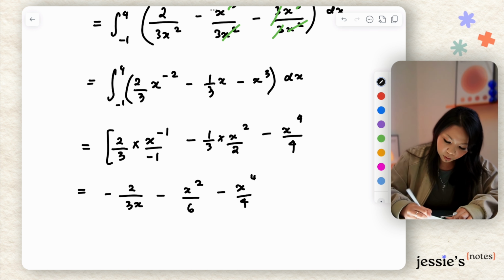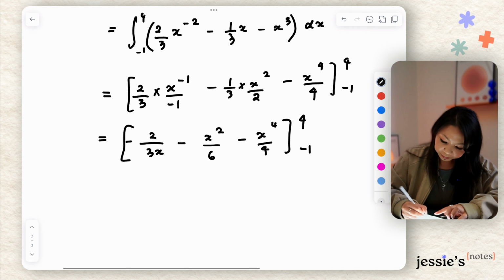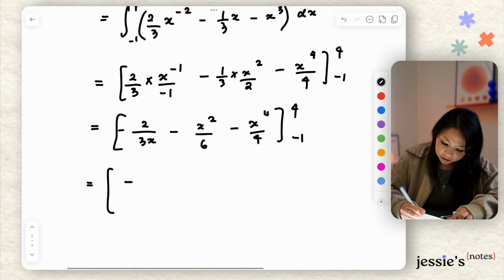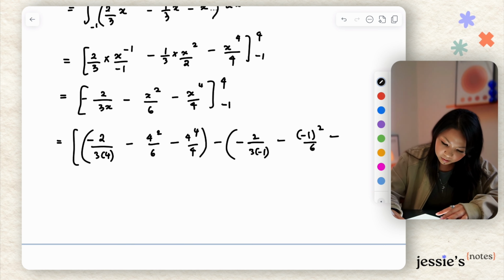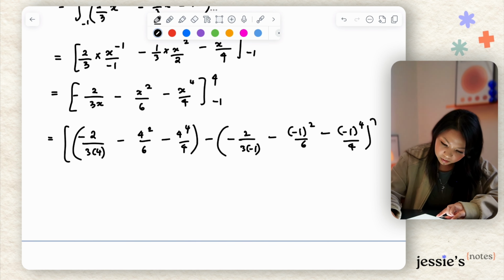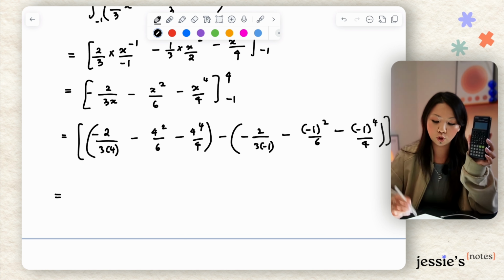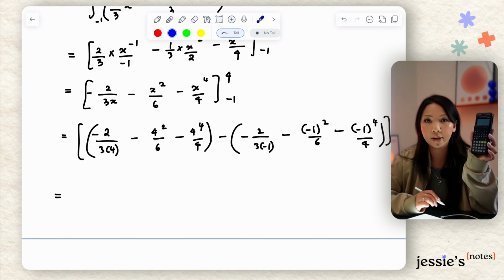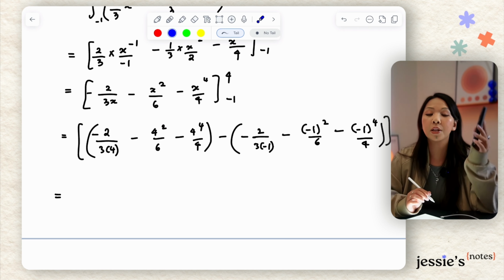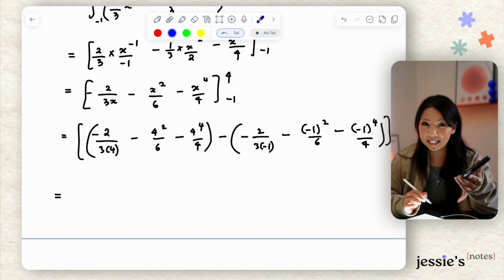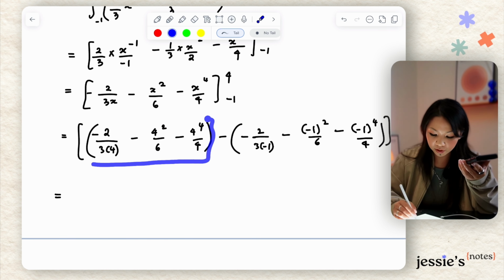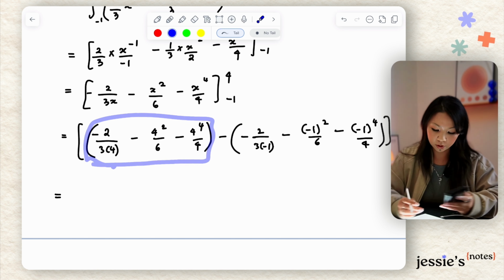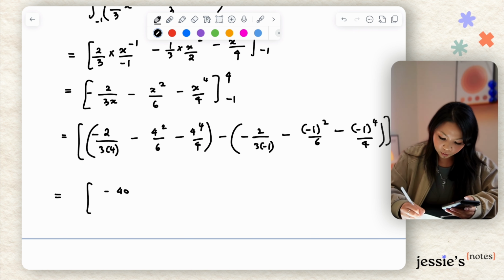The limits are from 4 to -1, so we're going to do the little square bracket business and sub it in. By the way, my little trick for doing this is do not put the entire thing in the calculator. You're going to make it very prone to making a mistake. So what I do to be efficient as well is I put in the first portion in the calculator. So if I put that in, we get -401 over 6.